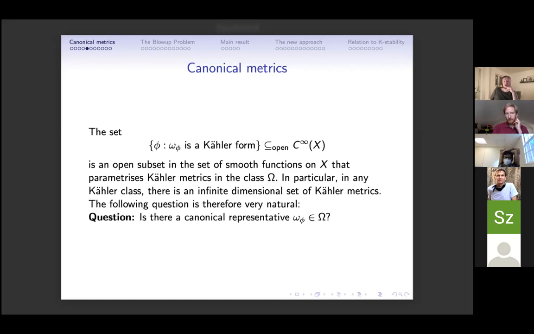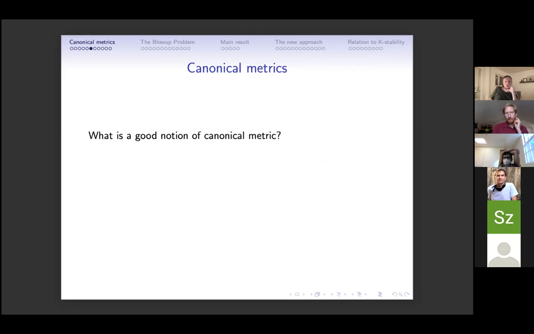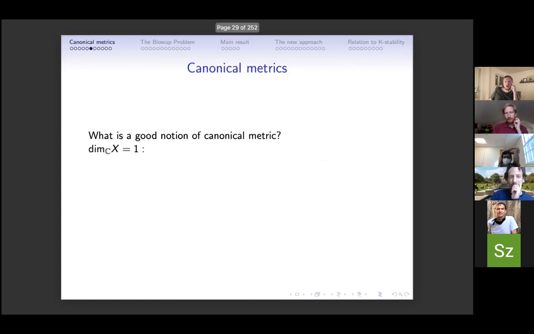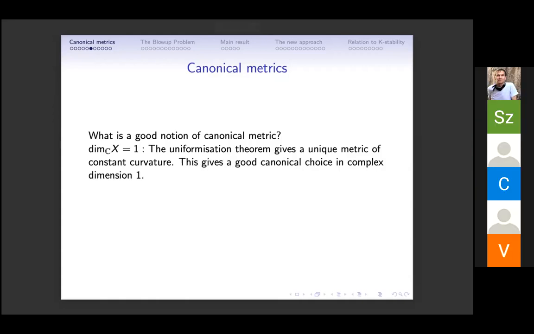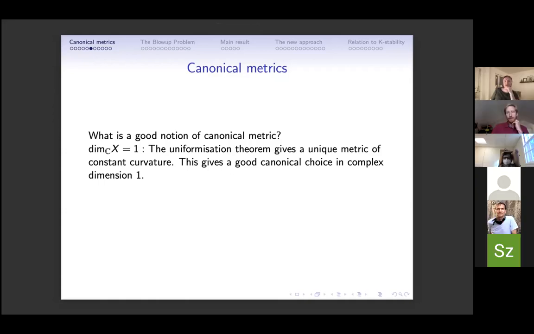if we can find a canonical representative once we have fixed the class. So to answer that question, we have to really say what we mean by the question. So we want to ask ourselves, what is really a good notion of a canonical metric?